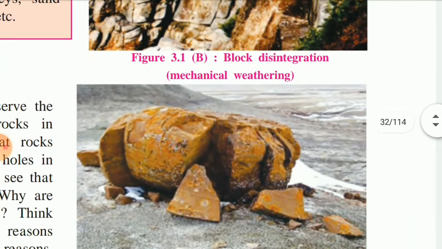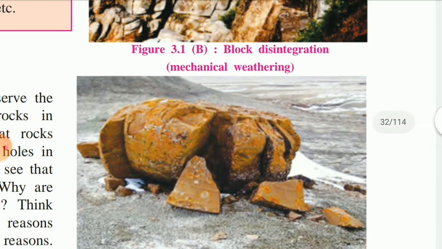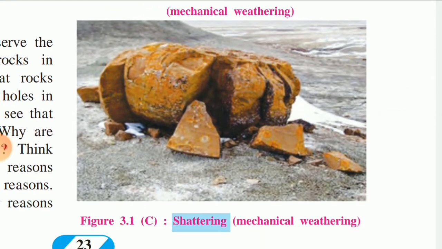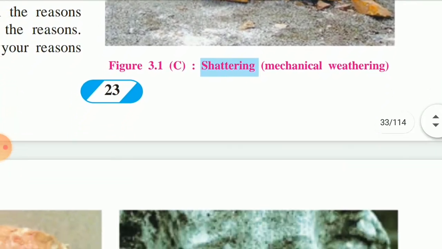Then here it has already broken and disintegrated. So this is called shattering. It is already shattered away. This is also a type of mechanical weathering. Then we move on to the next.